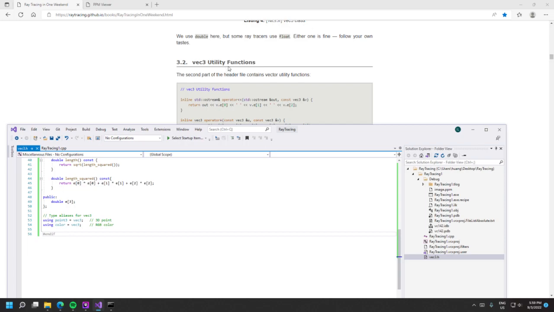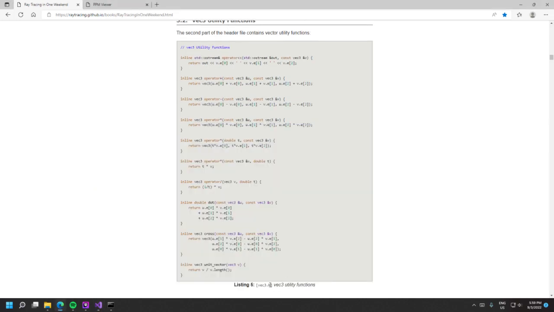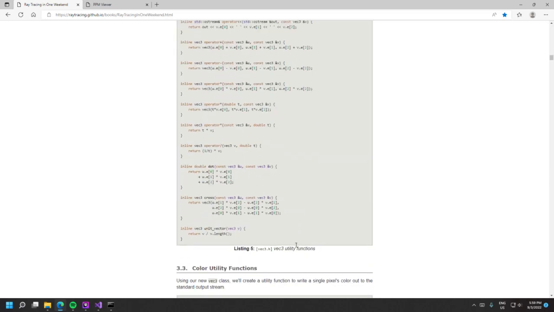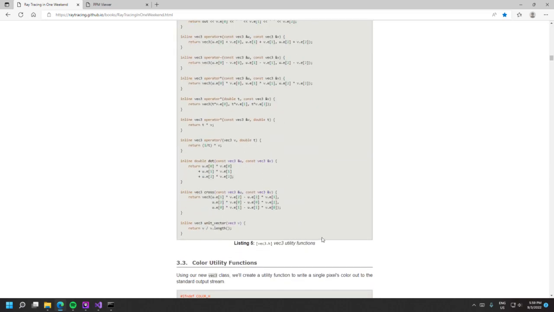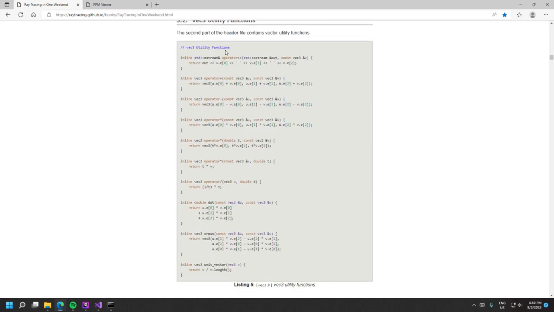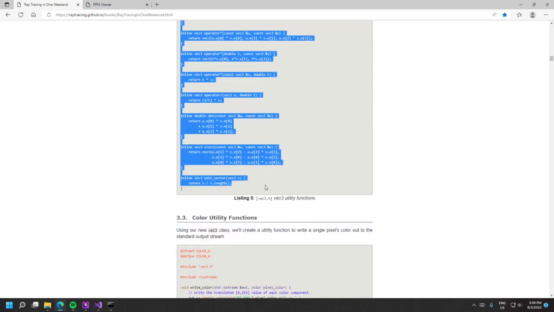Vector utility functions. Let me see what this is. Vectors. Okay. So vector utility functions. I kind of want to copy and paste it because I know it's going to cost me a lot of time.